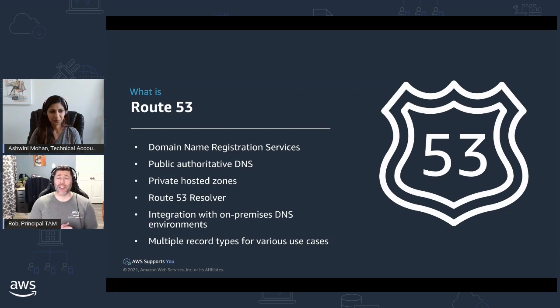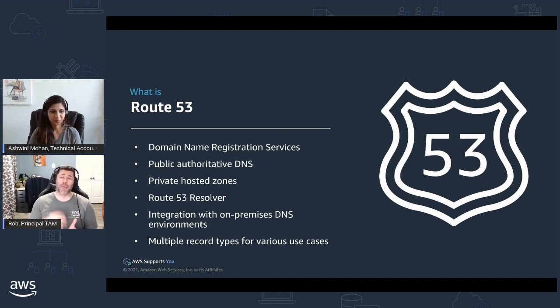We also have additional capabilities in Route 53, such as Route 53 Resolvers, which will help you to integrate with your on-premises DNS environments, creating inbound and outbound resolvers so you can create a hybrid infrastructure using your DNS in AWS with your on-premises environment and vice versa. And then we have a multitude of different record types for various use cases that we're going to cover more in depth as we get going here today, specifically focusing on a couple that will really help with the resiliency in your architecture, but we do have quite a few.